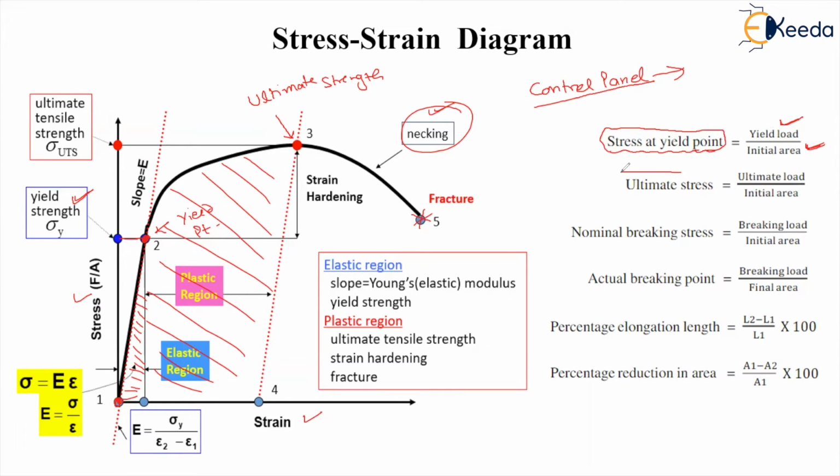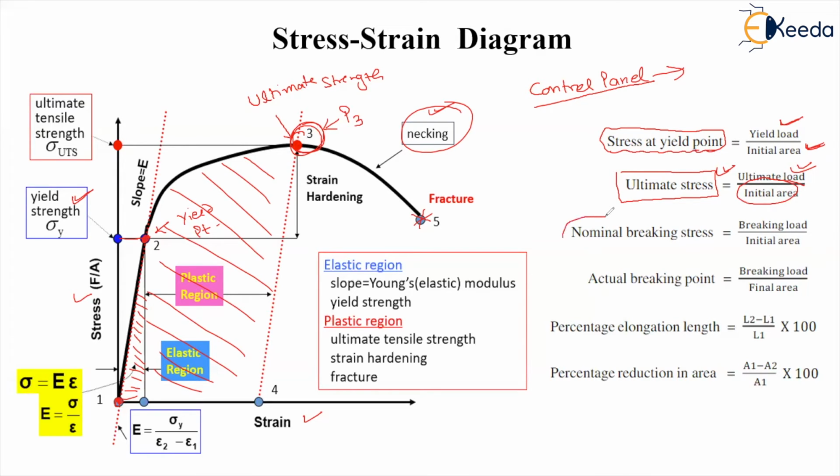Then ultimate stress, or ultimate strength, can be obtained. That is from the ultimate load. What is the load at point 3? That is P3. That can be obtained from the control panel, the load you have applied to reach the ultimate strength, divided by the original area. So load upon area will give the ultimate strength, ultimate load upon original area.